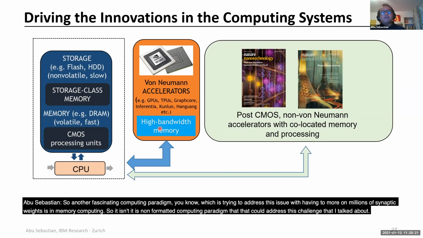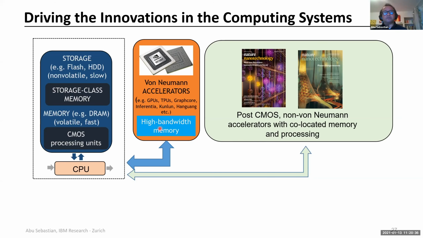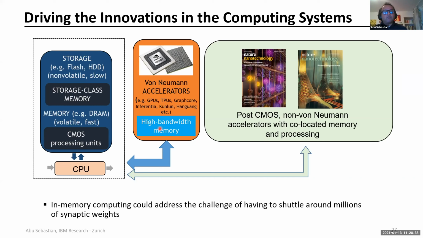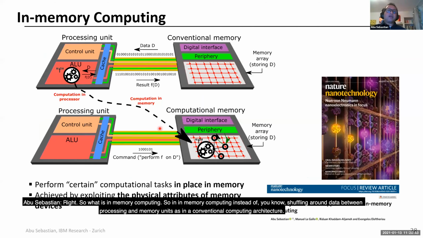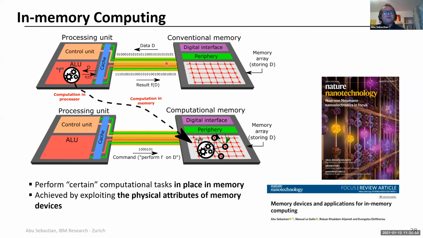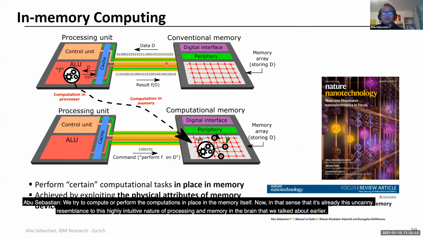Another fascinating computing paradigm, which is trying to address this issue of having to move around millions of synaptic weights, is in-memory computing. It is this non-von Neumann computing paradigm that could address the challenge that I talked about. Right. So what is in-memory computing? In in-memory computing, instead of shuttling around data between processing and memory units, as in a conventional computing architecture, we try to perform the computations in place in the memory itself.